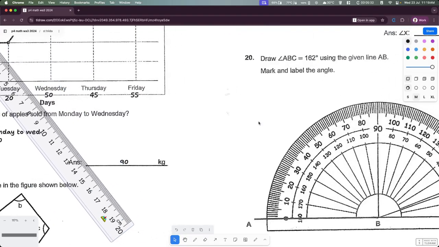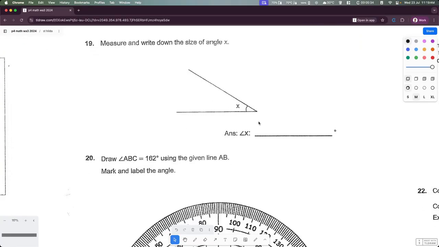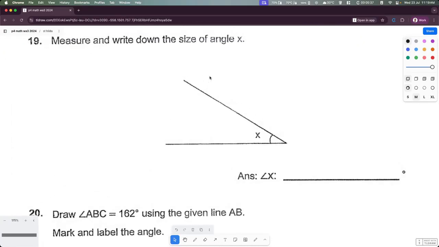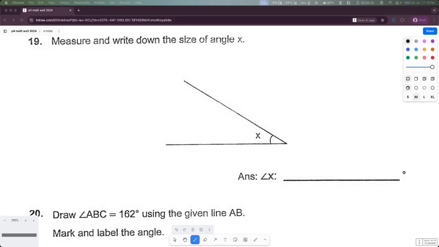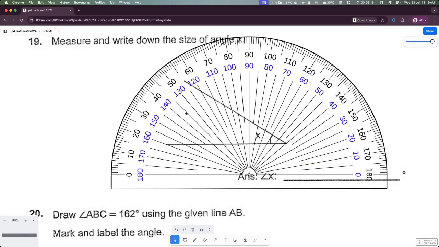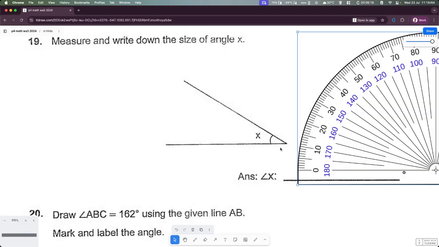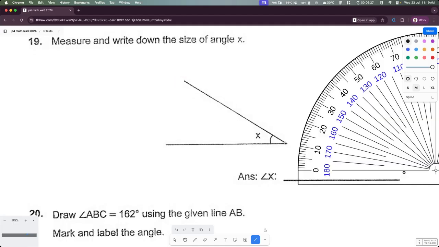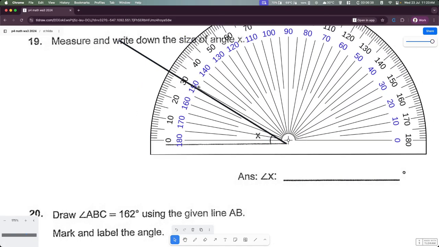All right, let's move on to the next question. Question 19. All right, so over here it says measure and write down the size of angle X. Okay, so what we can do is we can take out our protractor as what you see over here. But before that, we want to extend the angle that is not the bottom line. We want to extend the top line. That's what you see over here. So we can grab a line and then we just extend as much as possible, so that when we use our protractor, we are able to measure it.